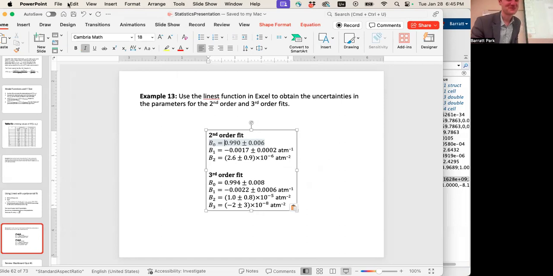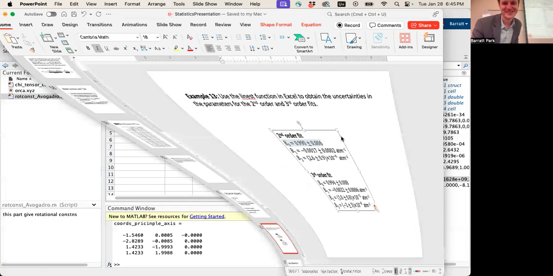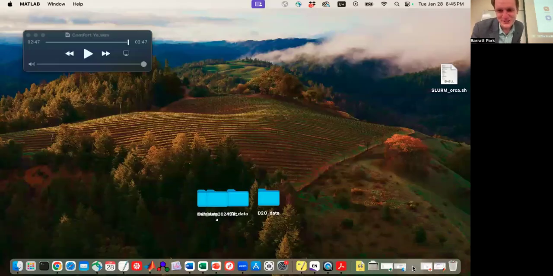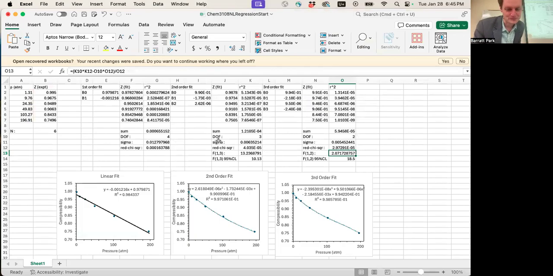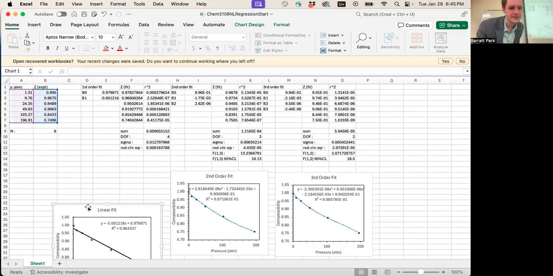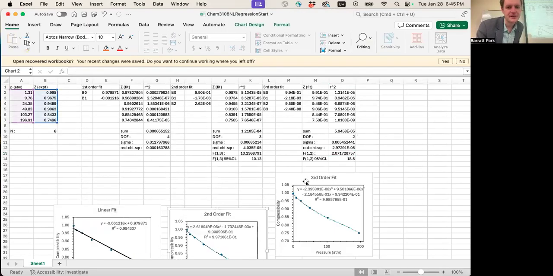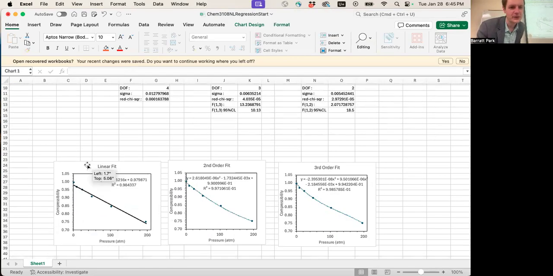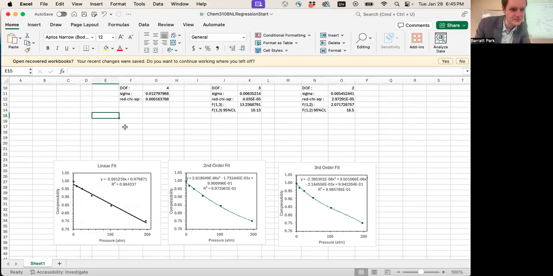Okay, so let me bring up the spreadsheet again. Okay, so I will take these graphs and put them down here so that we have room to work. Okay, so for the linear fit, I can put my LINEST function here.